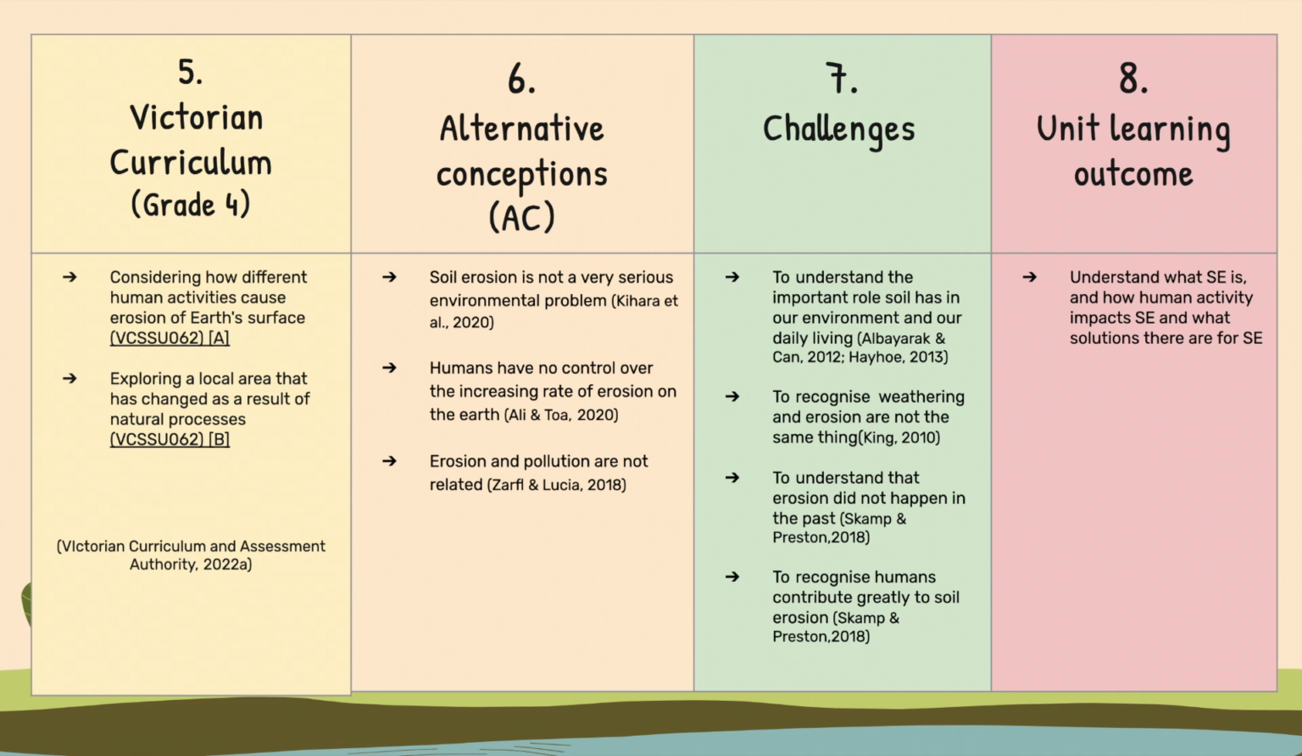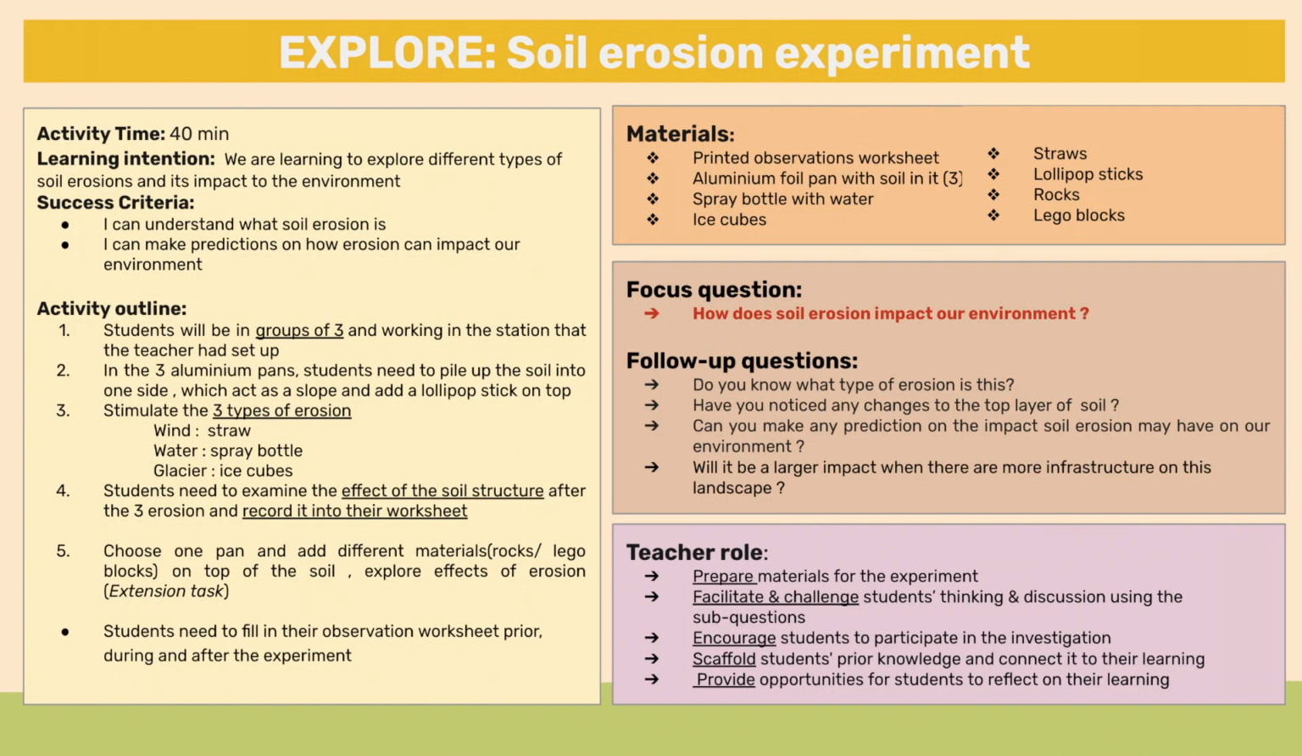Research has suggested that students who live in metropolitan cities may struggle to understand that soil is not inert, that it actually plays an important role in the environment, as well as understanding that erosion did not only happen in the past. By the end of this unit, we aim to help students understand what soil erosion is, how human activity impacts soil erosion, and how we can solve this issue. The two activities that we have chosen for this topic are part of a 5-lesson sequence unit.